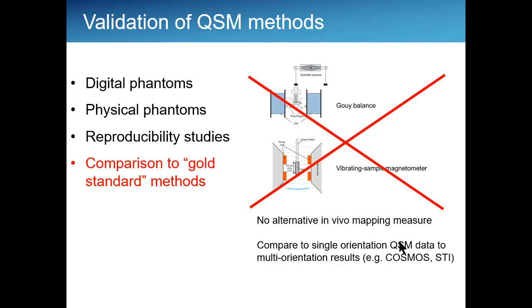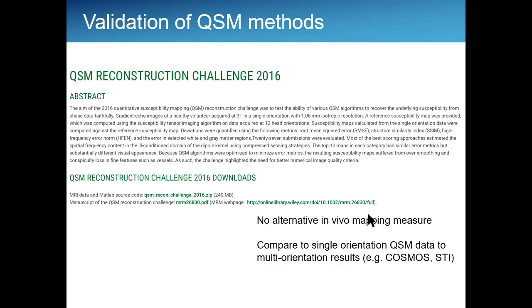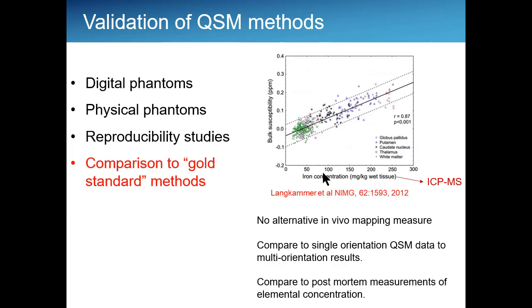So one way is to say that we have a gold standard, which is the Cosmos data, and to make comparisons to that, or to, I haven't talked about this, but some of you may be aware, the STI approach. And that was the basis of the first QSM challenge, which was a very successful piece of work, which was described in a paper, and there's some nice data that you can look at if you're interested in testing your method out. You can get further by making comparisons with post-mortem tissue, maybe not so much with the susceptibility, but perhaps with the elemental concentration, as was done with this study looking at ICP, inductively coupled plasma mass spectrometry.